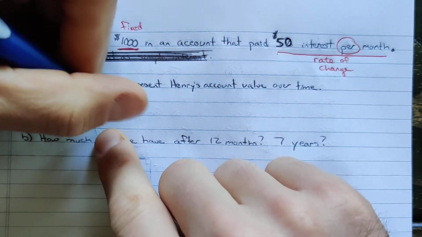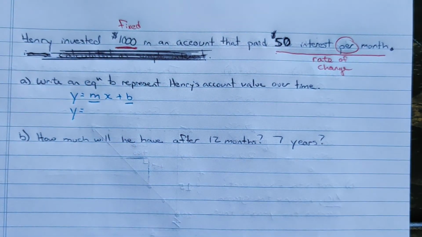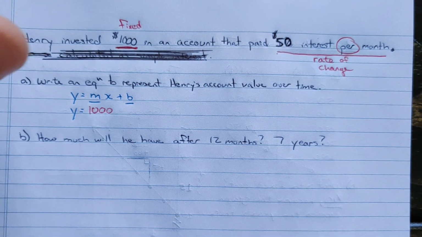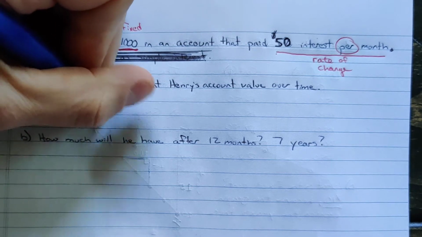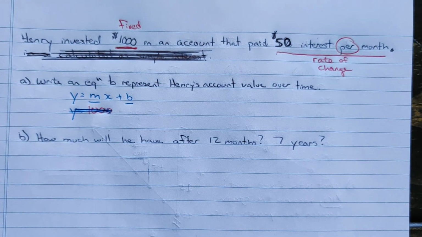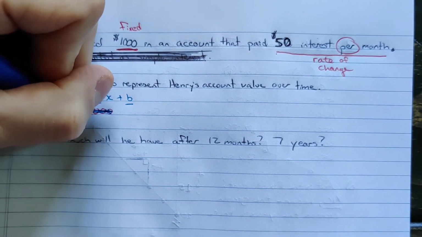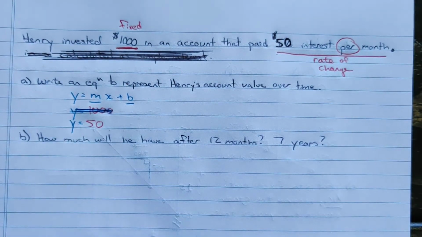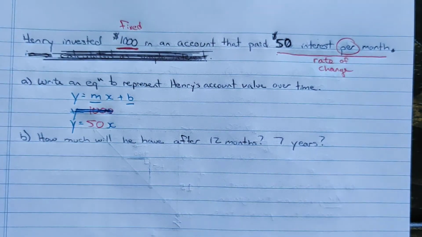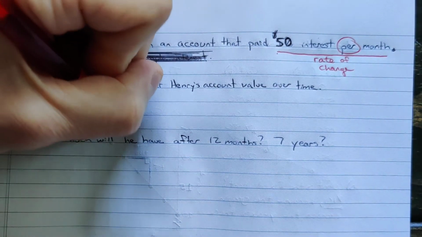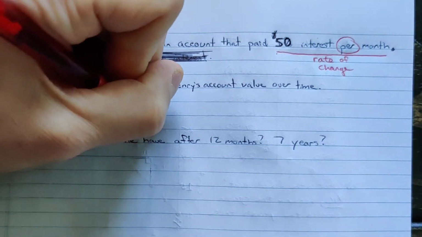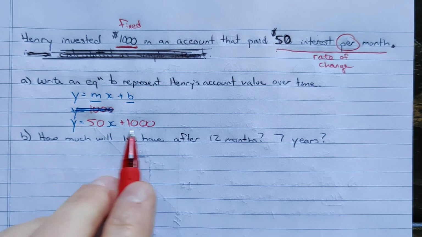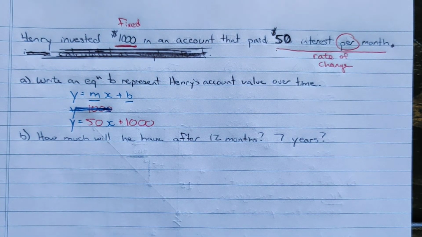So our equation would then be y equals 1,000. Sorry, I wrote that wrong. It would be y equals 50, the rate of change, times x, plus 1,000. So he starts with $1,000 and it's 50x to increase that.